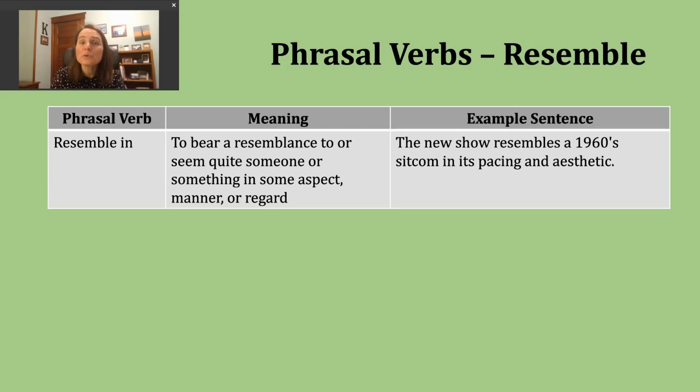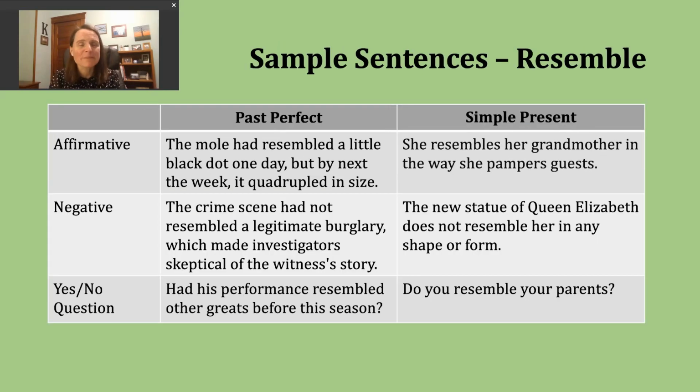Now let's continue using our verb of the day, resemble, and we'll practice in a couple different verb tenses. Today we're going to practice the past perfect and the simple present. Let's start with the past perfect. We use this verb tense to talk about a completed action, but what makes it different than just the simple past tense is that we're noting that this action occurred before a certain point in time or before another action.